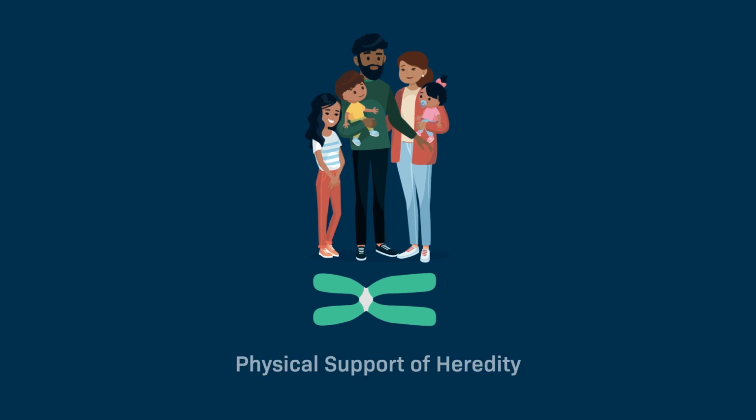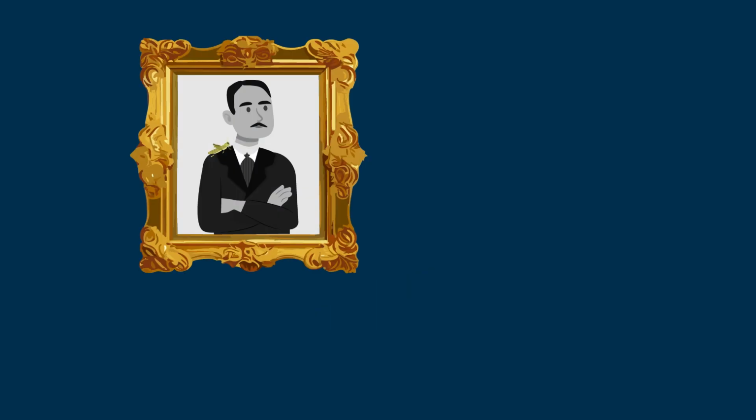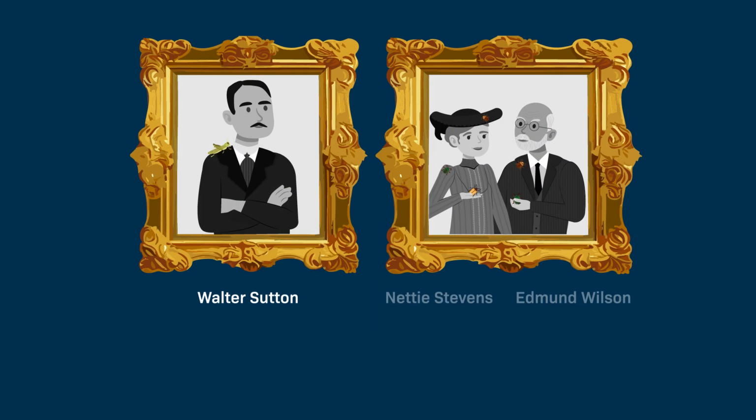We'll look at the physical support of heredity and, more specifically, at the cytological evidence that was used to study the transmission of chromosomes between generations. We'll talk about two sets of experiments, one done by a scientist called Walter Sutton and another done by scientists Nettie Stevens and Edmund Wilson.